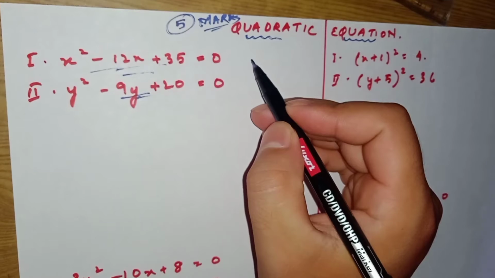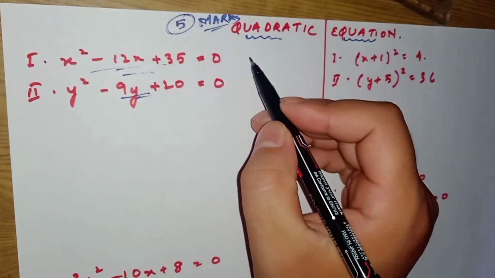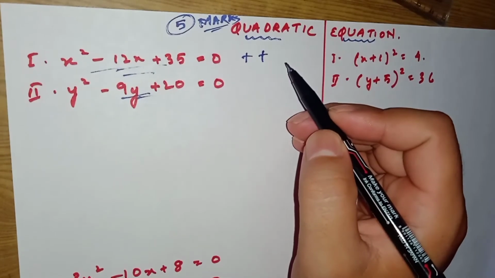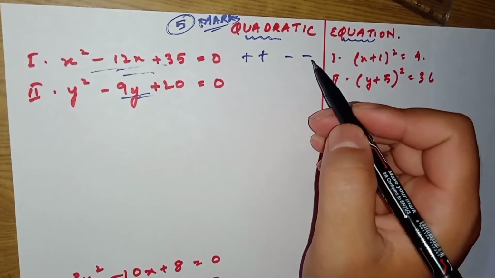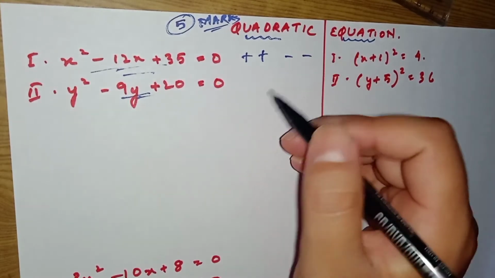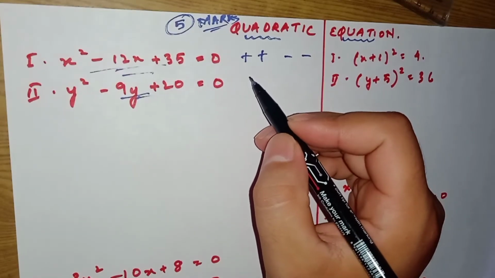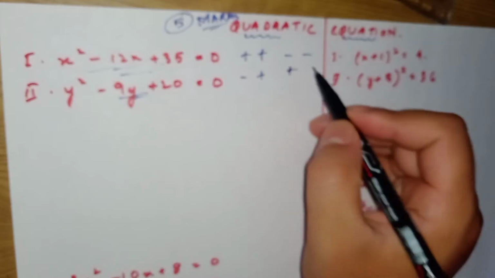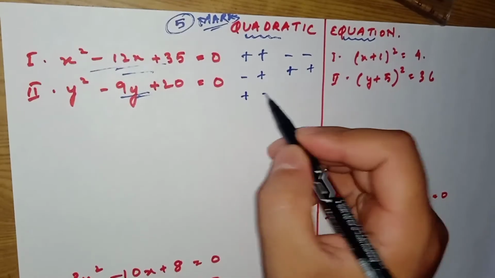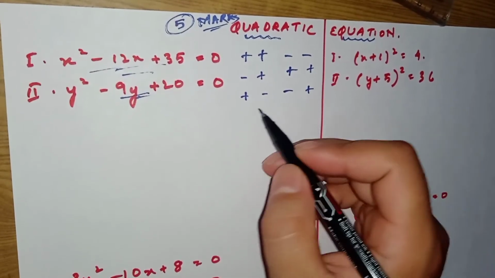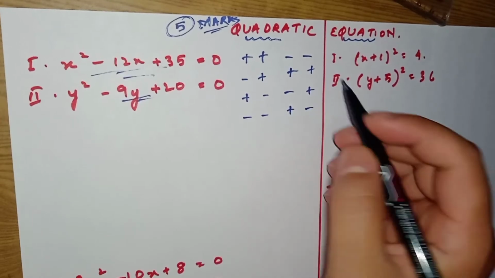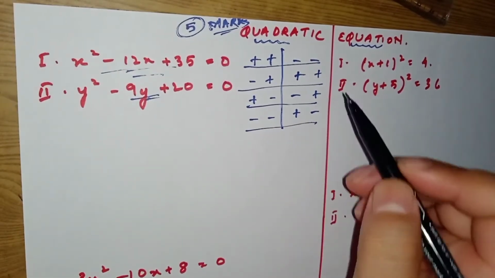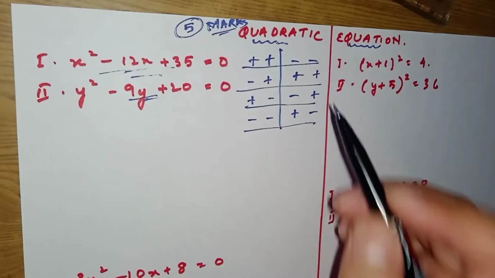So if the signs in the equation are given as plus plus, then the signs of the roots will be minus minus. And if the signs of the equation are minus plus, then the signs of the roots will be plus plus, and plus minus will be minus plus, and minus minus will be plus minus. All right, these are the sign rules. So according to these signs we will find the signs of the roots.